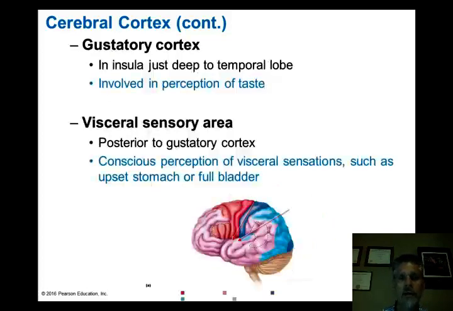There's a gustatory area. Gustation is taste. And that's in an area that's kind of similar to the olfactory, because those two senses are related. They're both chemoreception, which we'll talk about later. But that's in the temporal lobe. And then there's a visceral area. Visceral means guts. That's when we're feeling, okay, my stomach is full, or my intestines are moving, or my bladder is stretching, or something like that. And that is also located along the lateral side there, just posterior to the gustatory cortex.